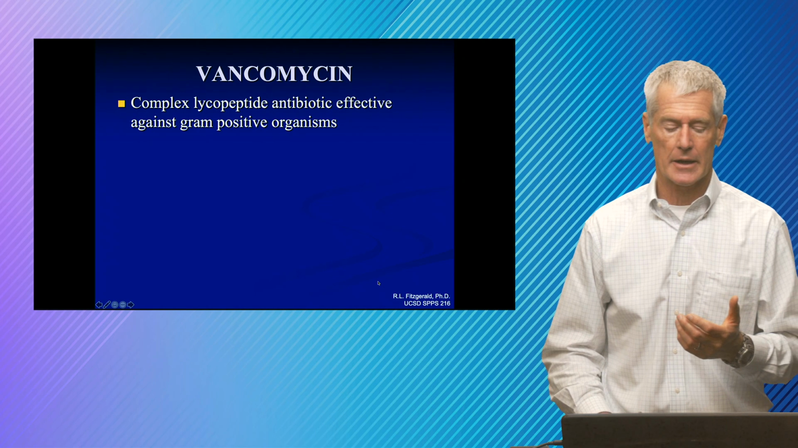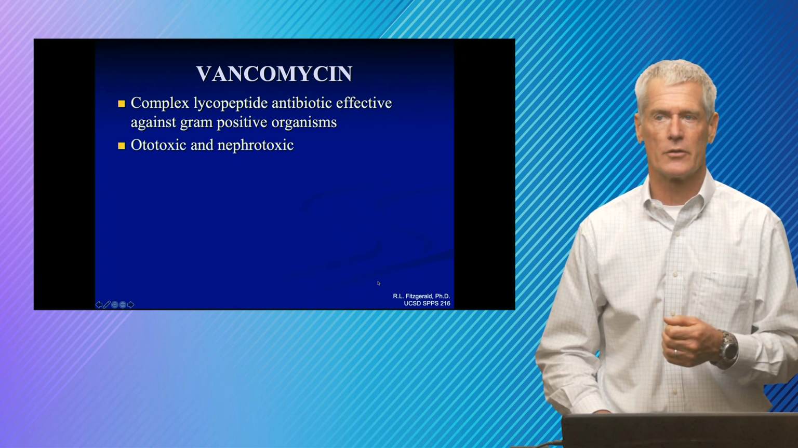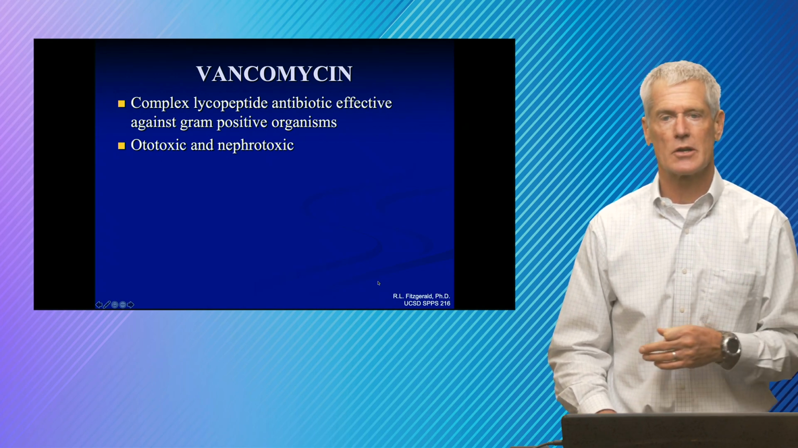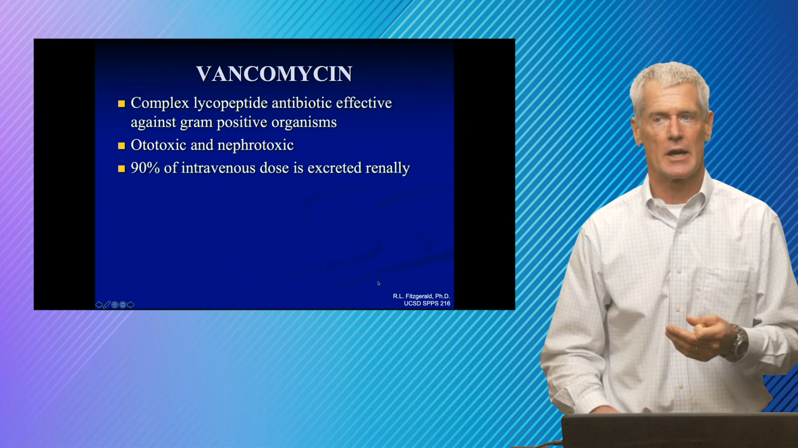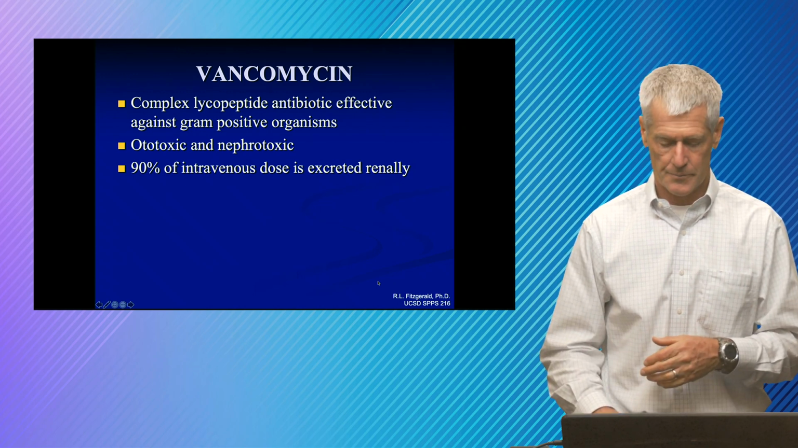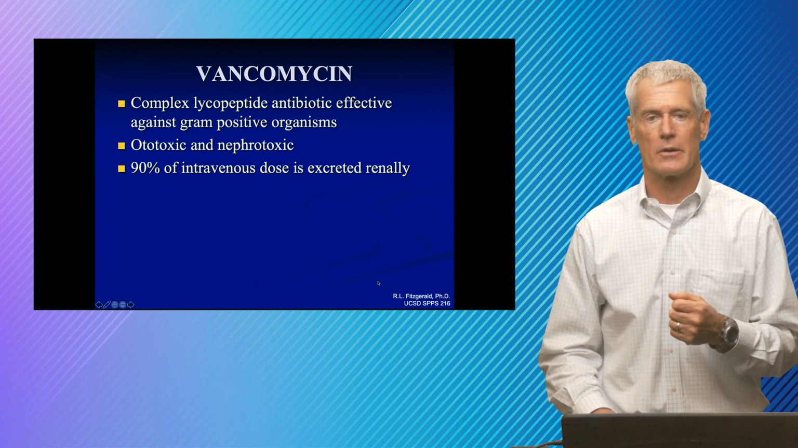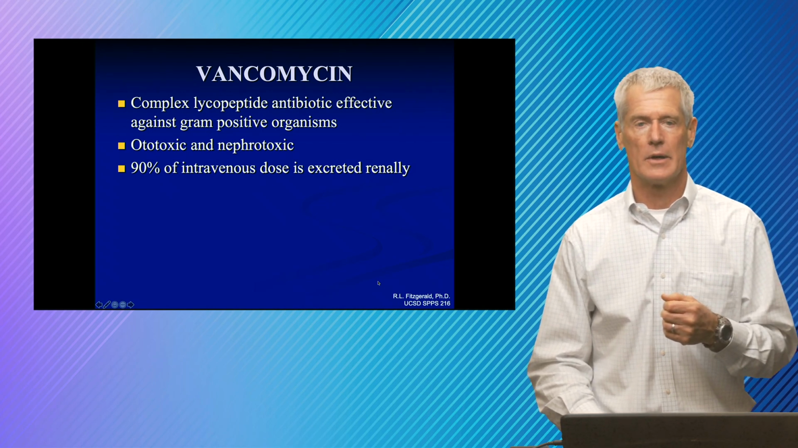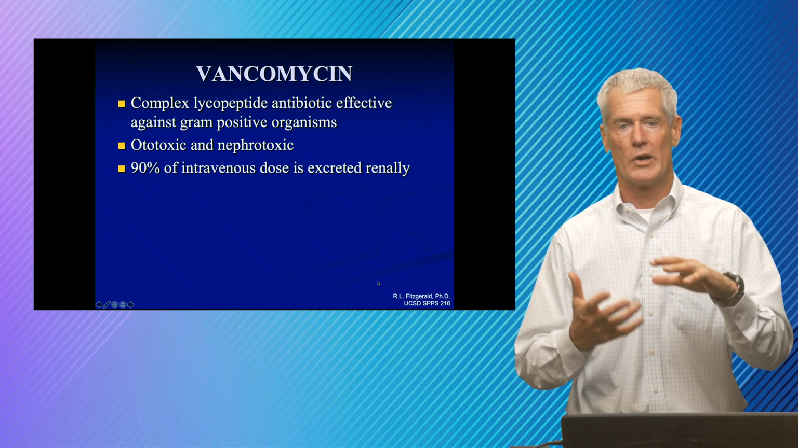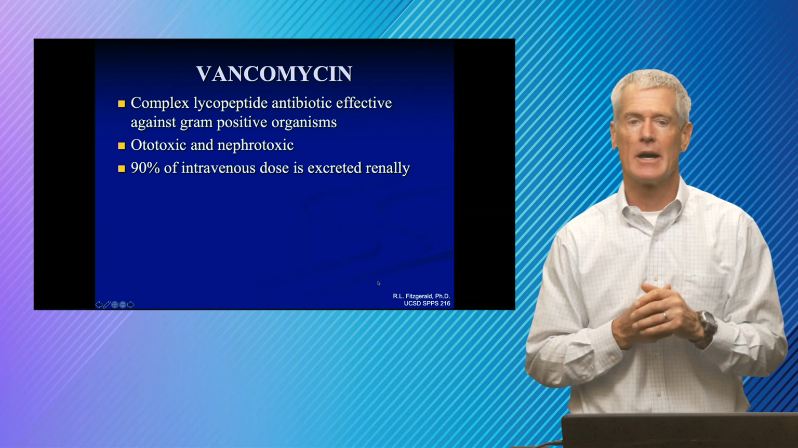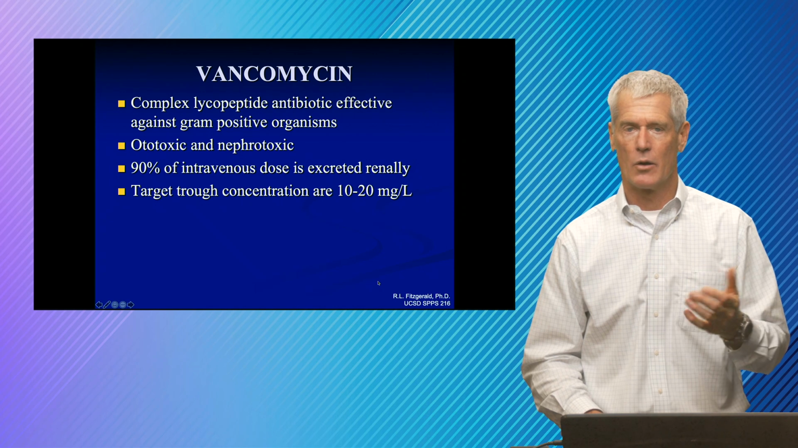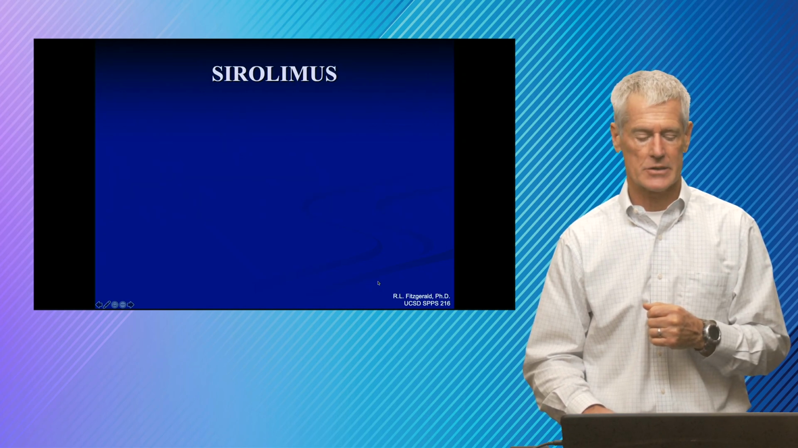Vancomycin is another antibiotic. It's effective against gram-positive organisms, like the other antibiotics we just talked about. It's ototoxic and nephrotoxic. It's also renally cleared. So again, that's why we measure concentrations, to make sure that we don't get drug concentrations so high that they cause renal damage, and then drug concentrations get even higher. So 10 to 20, depending on the infection.